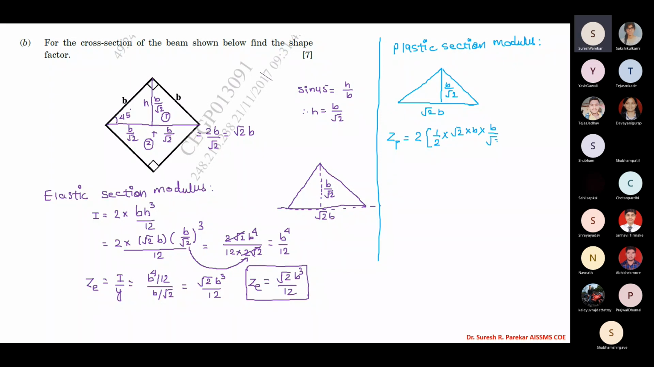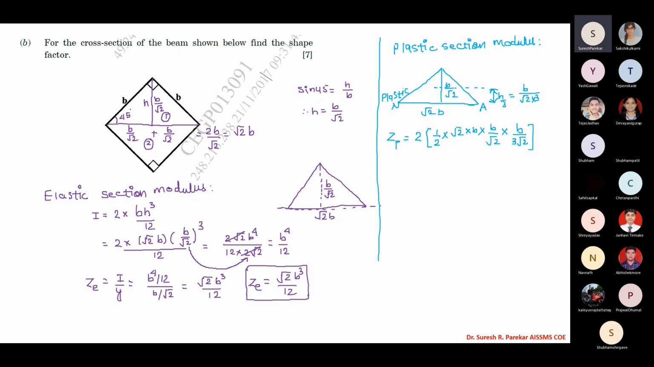Now tell me what will be Y bar. H by 3. Yes, this is the plastic neutral axis. In a symmetrical section, elastic and plastic are along the same line. So we have this as H by 3. Now what is H? H is B by root 2. So B by root 2 into 3, and into B upon 3 root 2.